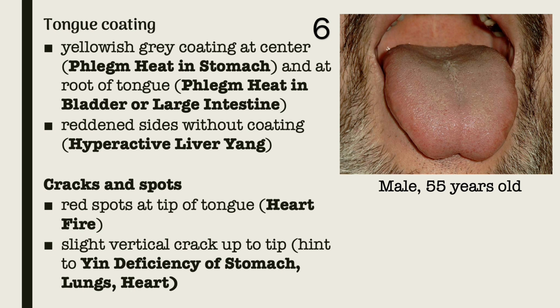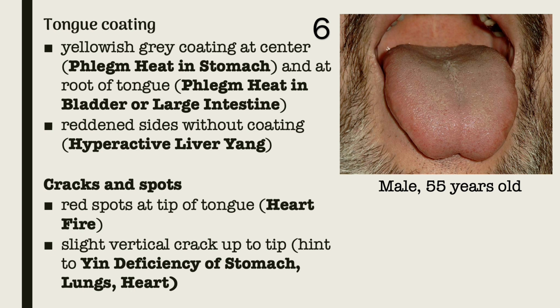Tongue coating is yellowish gray at the center, so it's phlegm heat in the stomach, and yellowish gray coating at the root of the tongue, phlegm heat in the bladder or large intestine. Reddened sides without coating, so it is a hyperactive liver yang. Also notice the red spots at the tip of the tongue, so that's heart fire.